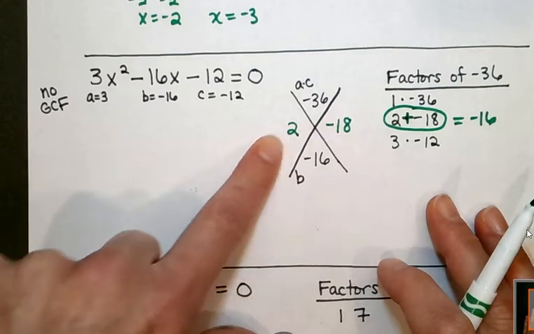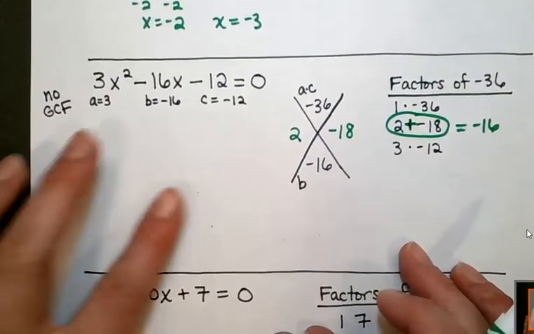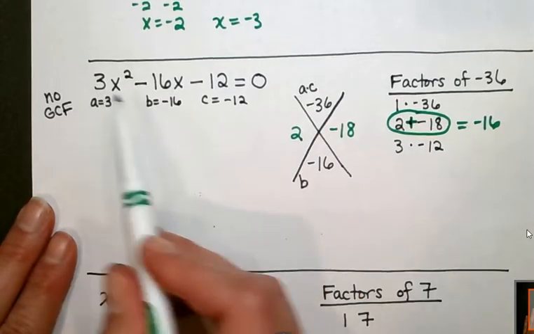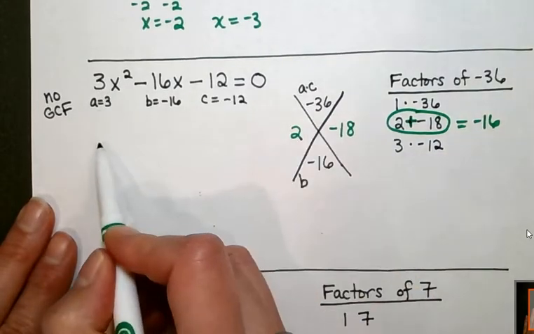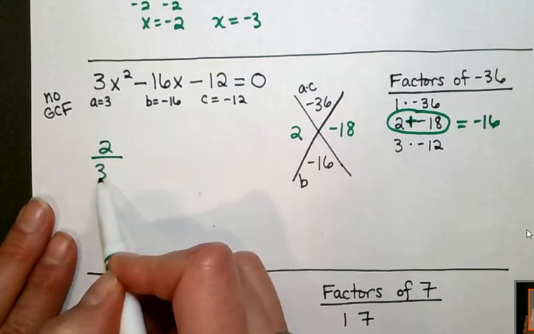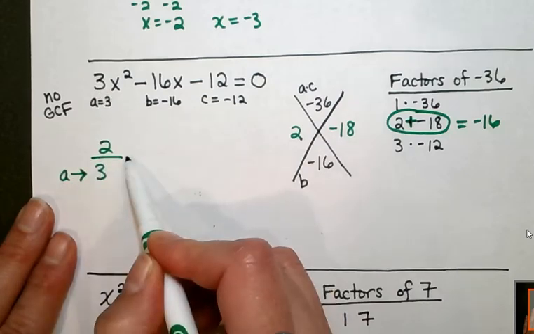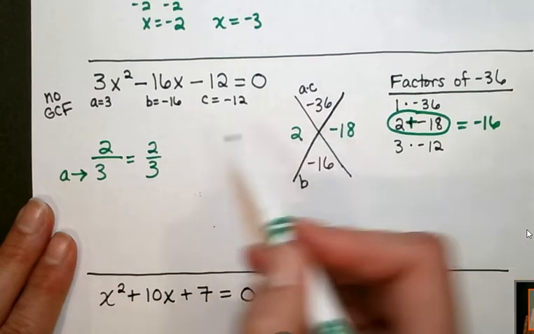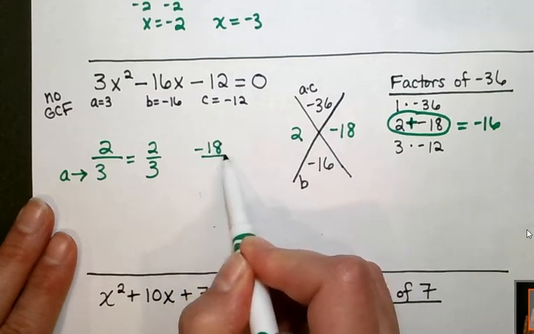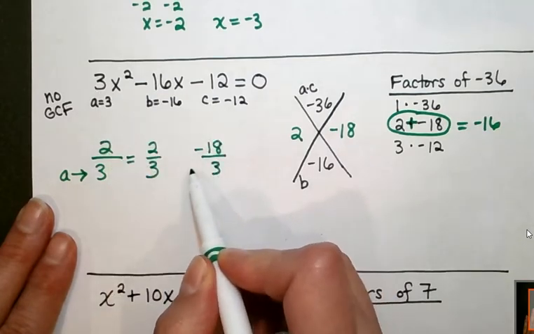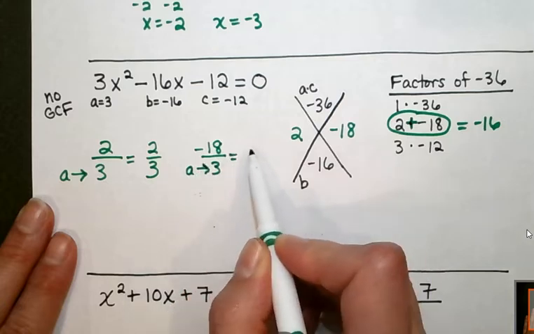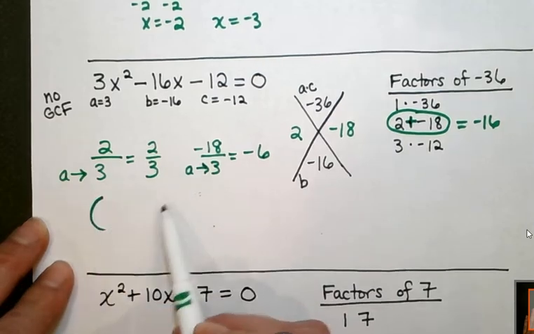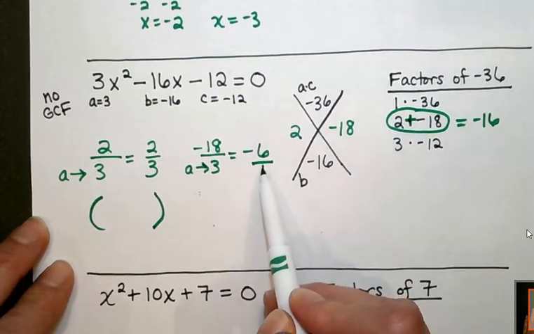And now we're ready to start thinking about writing out in factored form. First of all, since the coefficient is 3 and not 1, we have to take this 2 and divide it by 3, because that is our a value. And that's going to give us, of course, 2/3. We'll leave it as a fraction. Then we're going to take negative 18 and also divide that by our a value of 3. And that's going to leave us with negative 6. So that means when we write our factored form, you can think of this as negative 6 over 1.